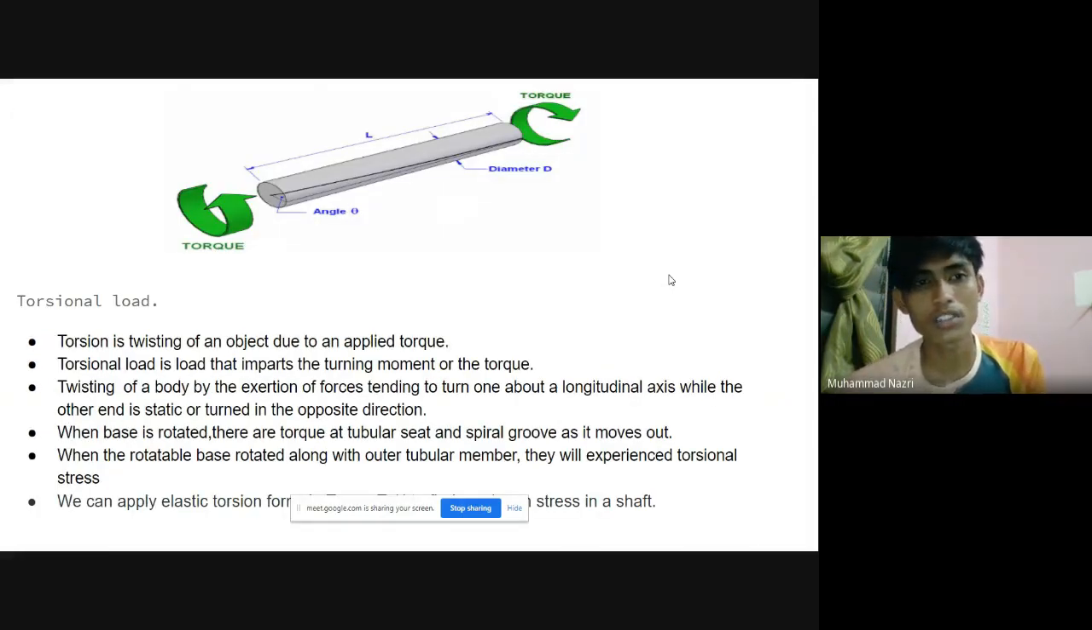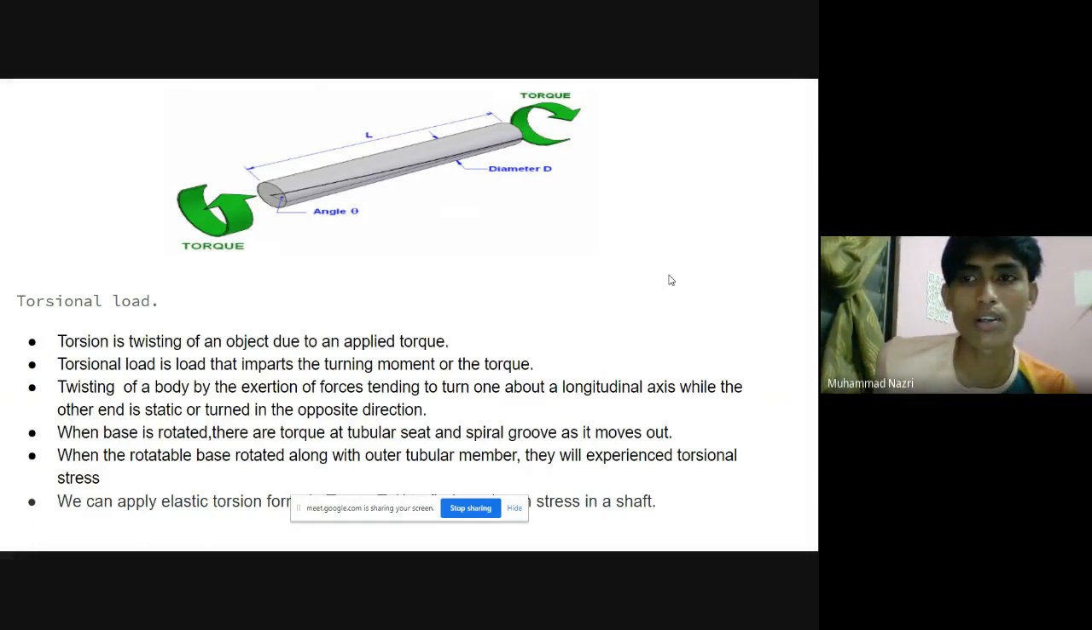So torsional load happens because of the action of twisting. We can define torsion as twisting of an object due to an applied torque. So torsional load is a load that imparts a turning moment or torque, by twisting of a body by a force that tends to turn one end about a longitudinal axis, while the other end is static or turns in the opposite direction.